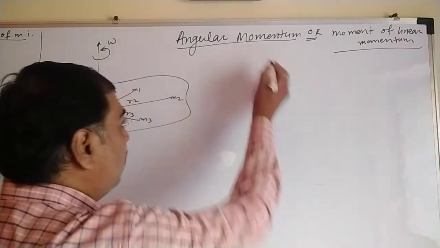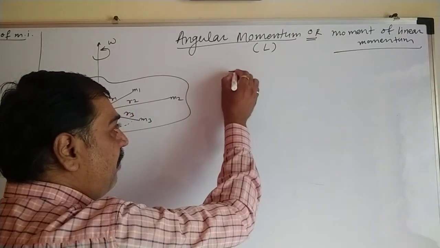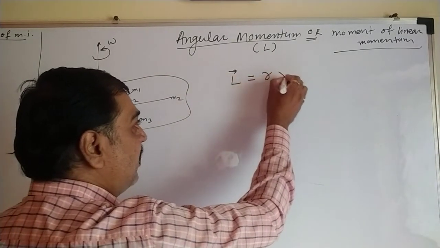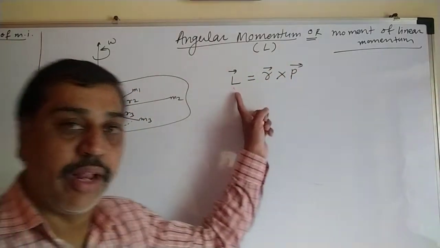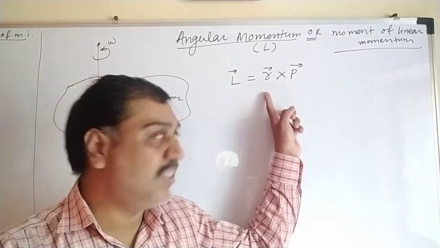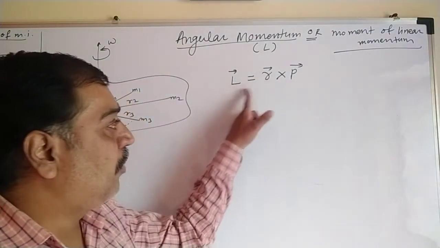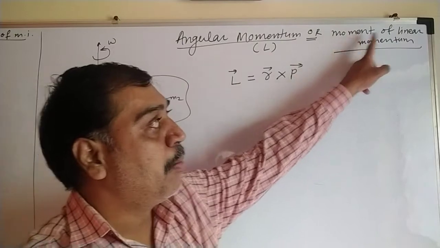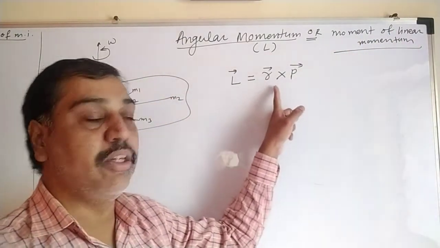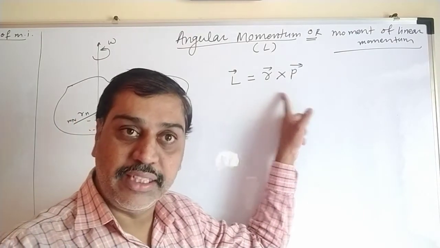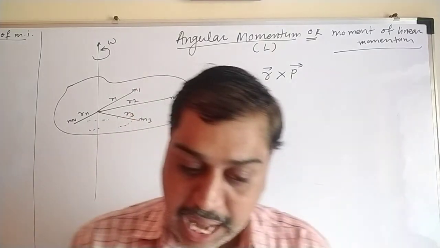Angular momentum is represented by capital L, and mathematically in vector form you can represent it as R cross P, a cross product in vector form. L is the angular momentum, R is the perpendicular distance, and P is the linear momentum. That's why angular momentum is sometimes said to be the moment of linear momentum: the linear momentum multiplied by its perpendicular distance.